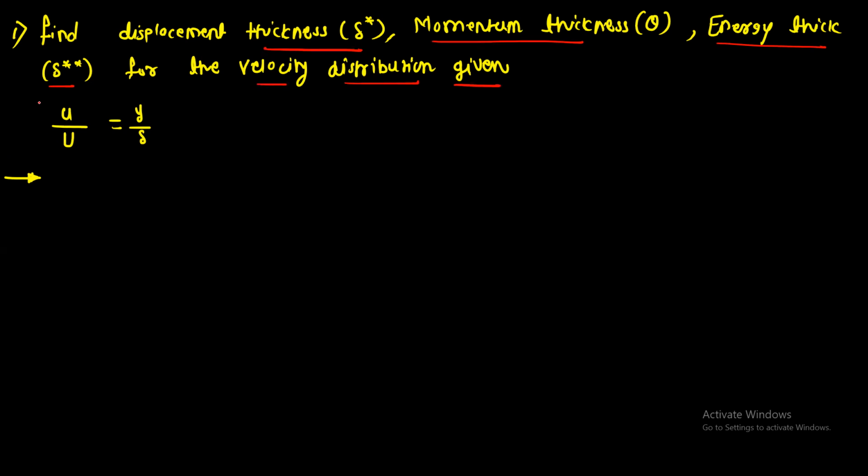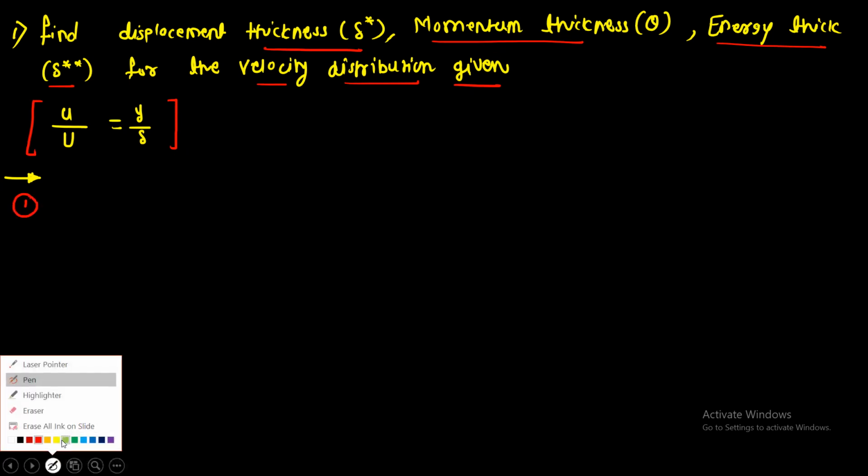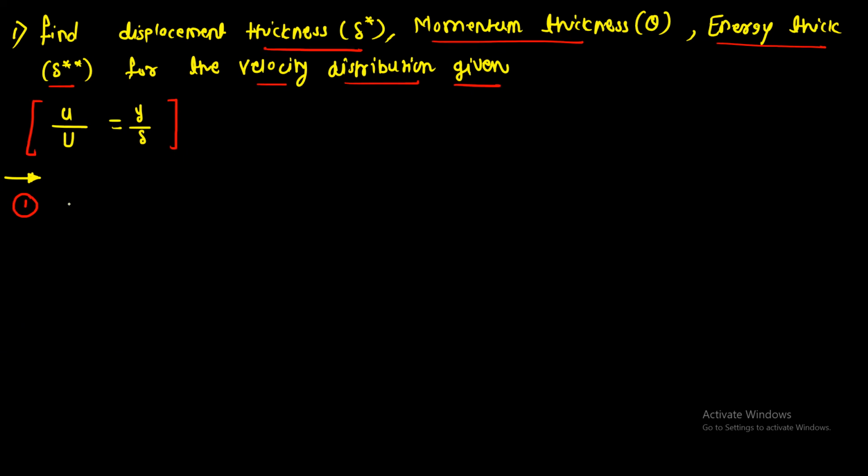So here the velocity distribution is given with this formula: U upon capital U is equal to Y upon delta. And we have to find out the displacement thickness, momentum thickness, and the energy thickness. So first we should know the formula. First is the displacement thickness, which is the delta star.